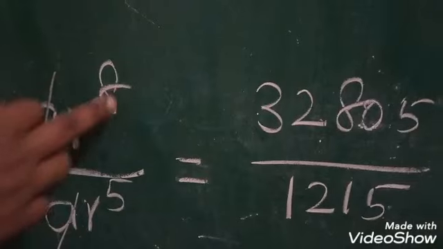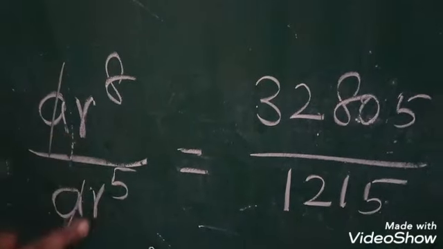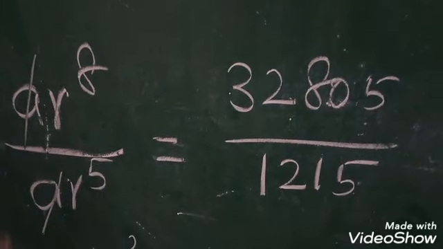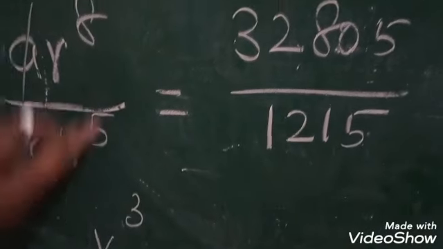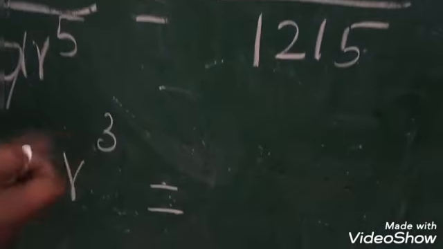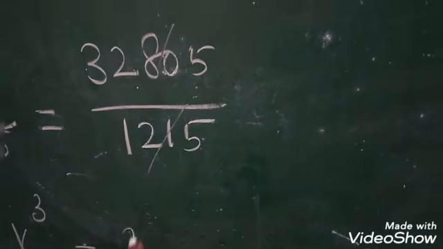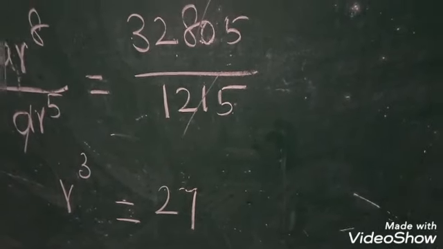Here girls, R power 8 means R is repeated 8 times, and R power 5 means R is repeated 5 times, so you have to cancel. Otherwise, with the same base, the exponential rule girls, you use R power 8 minus 5. So you got R power 3. Similarly, if you divide the right side, you will get 27. Okay, you have to divide in the rough column.